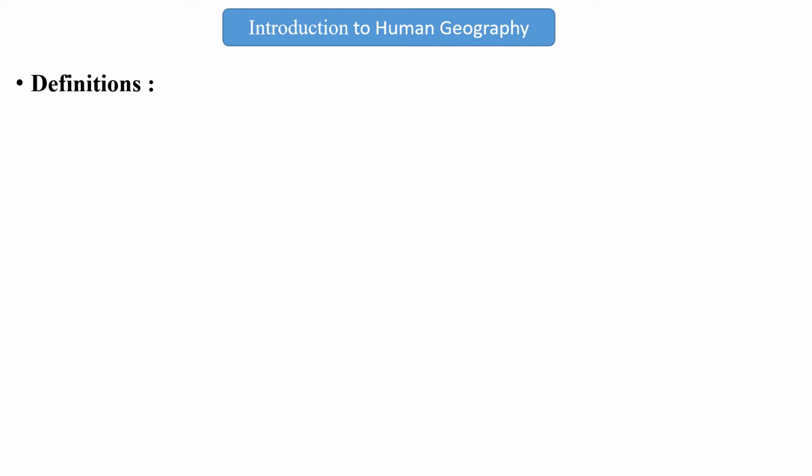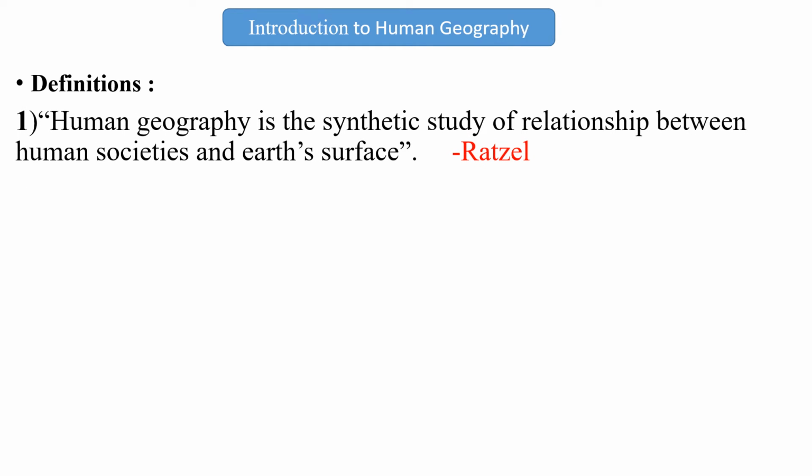Firstly, we are going to investigate the definitions of human geography, which are preferred by various human geographers. Among them, the first important human geographer is Friedrich Ratzel. According to him, human geography is the synthetic study of relationship between human societies and earth surface.